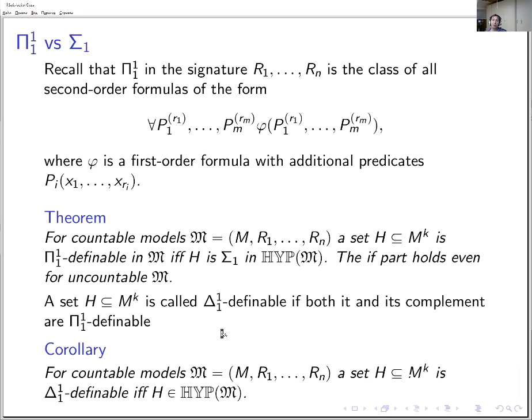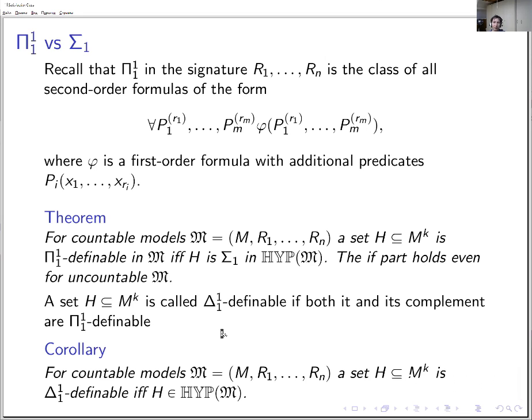And now actually the theorem is that sigma one definability in heap of M is the same as pi11 definability in M, at least for countable models M. One part of the implication holds for countable models as well. So basically, sigma one sets in heap are pi11 definable. That always holds, but the other direction holds only for countable models.